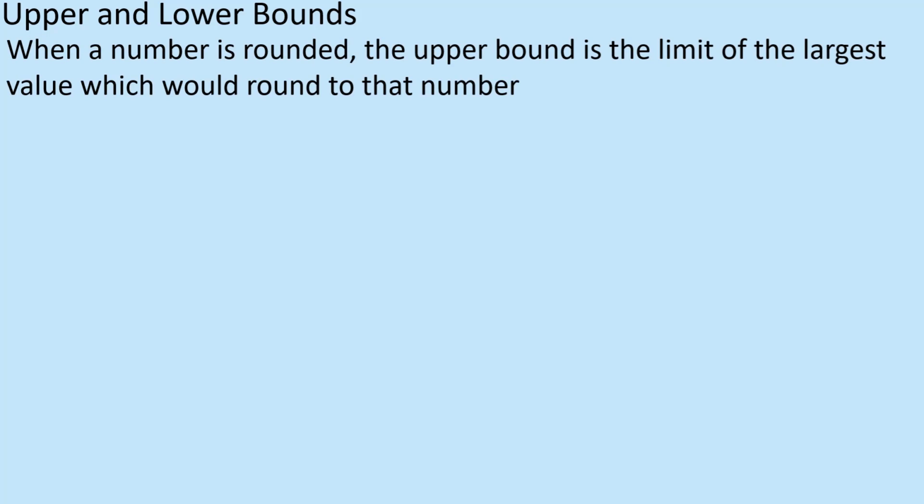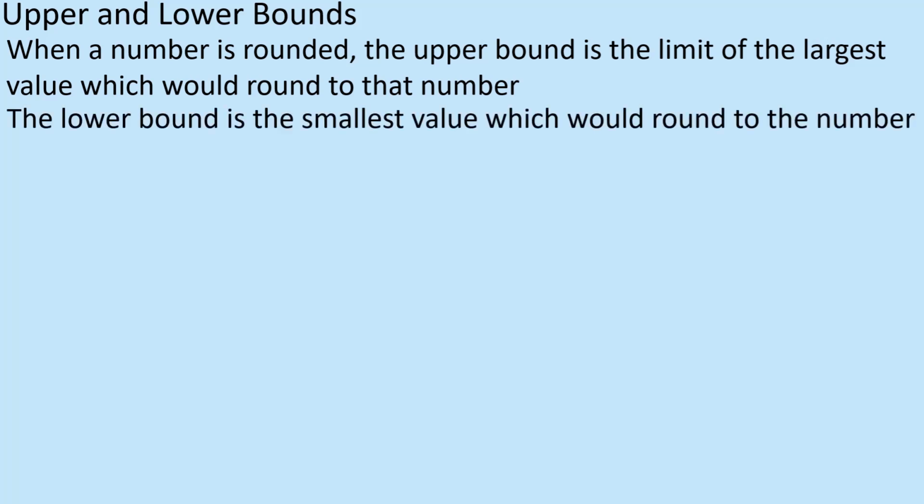So what we're talking about with upper and lower bounds is when a number has been rounded. The upper bound is the limit of the largest value which rounds to that number, and the lower bound is the smallest value which will round to that number. Be very careful about what I'm saying, certainly with the upper bound, because we're talking about the limit.